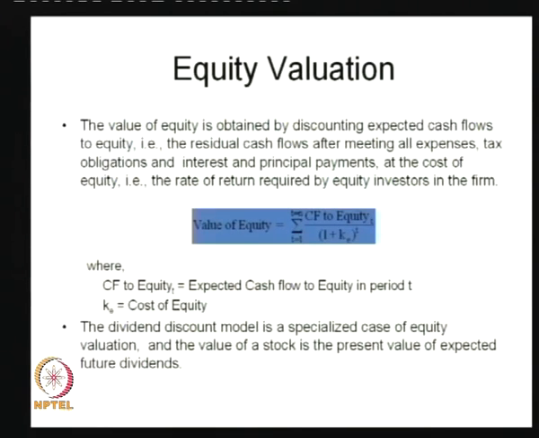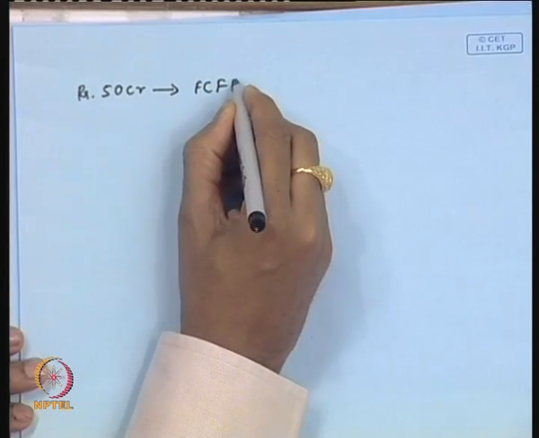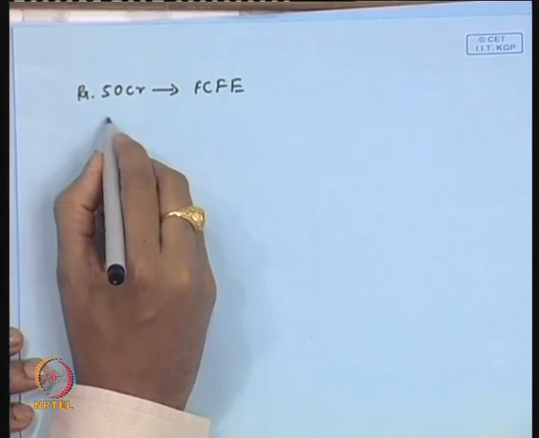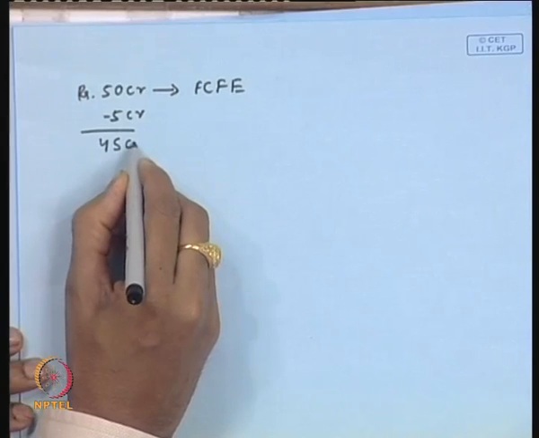So, coming to the next one, there is equity valuation. In this case we do not consider the valuation of the firm; rather, we take the residual cash flow after meeting all expenses, tax obligations, interest and principal payments, because it is only for equity holders. If the company generates a cash flow of 50 crore, this need not be taken as the cash flow for the equity holder, because out of this 50 crore, let us say 5 crore interest has to be taken out. That remains 45 crore.